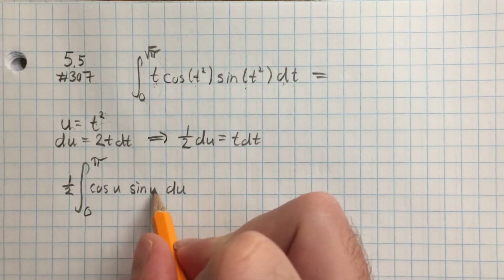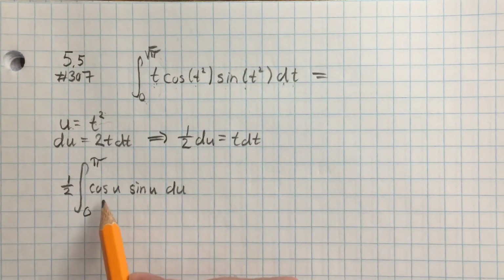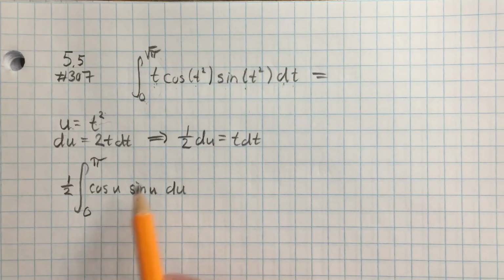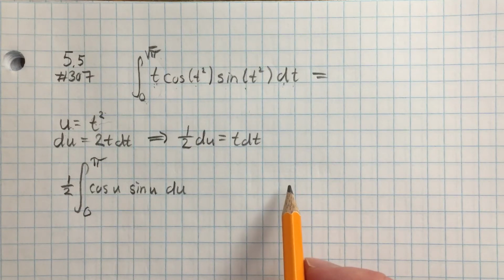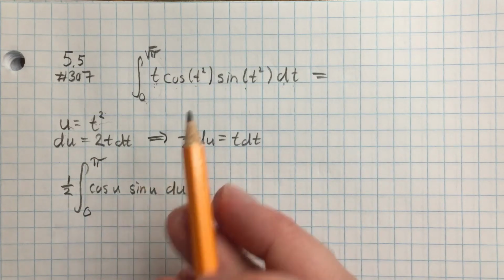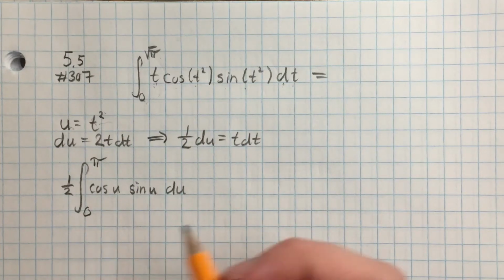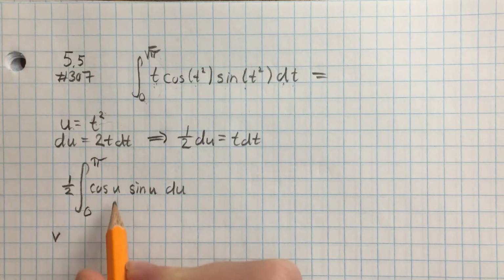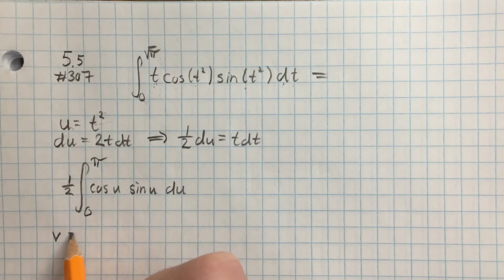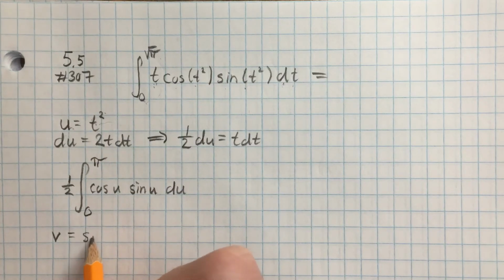Alright, we're still not done because it's not so obvious what the antiderivative of cos u sine u is. You can kind of figure it out, but let's just say we have no idea what the antiderivative of cos u sine u is. We should now try another substitution to see if we can affect a new integral which is even easier to solve than this one. So in this case, I'll pick a new variable, pick v, as long as it's not u, I can't use u again.